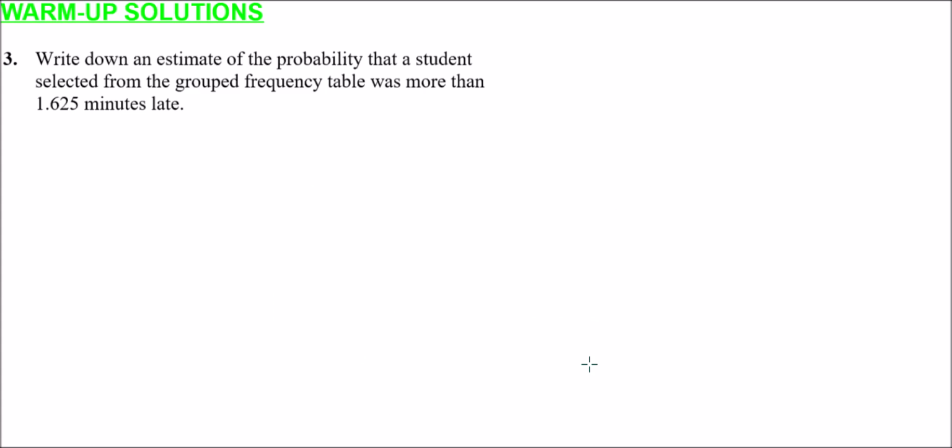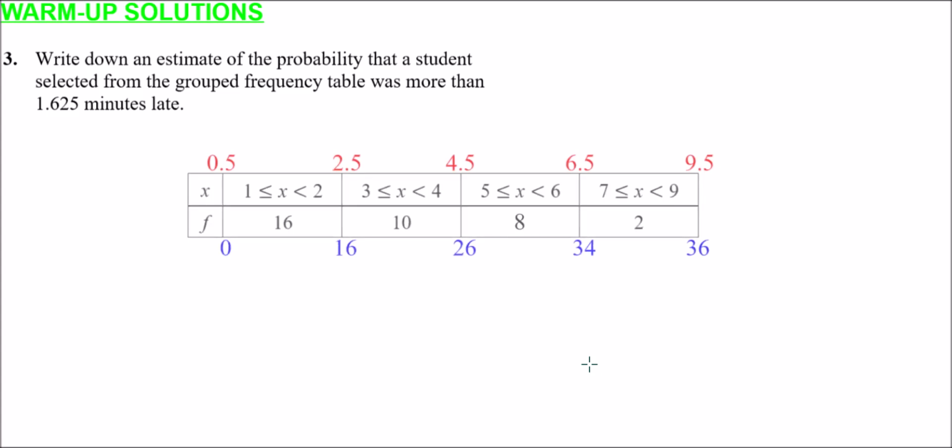Question 3. We have to write down an estimate of a probability that a student selected from the grouped frequency table was more than 1.652 minutes late. So, if you're aware of what we just had from before, here's the table, of course. 1.625, if you remember from question 2, that was the lower quartile. Okay, so what this means is the estimate of our ninth value was this one here, 1.625.